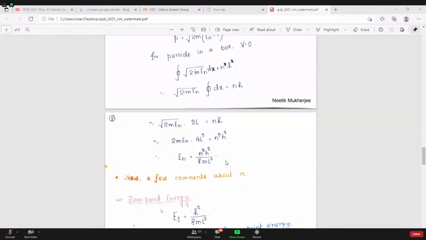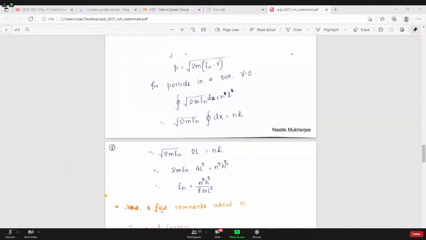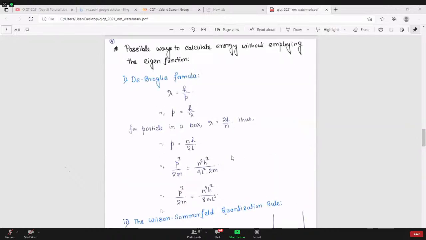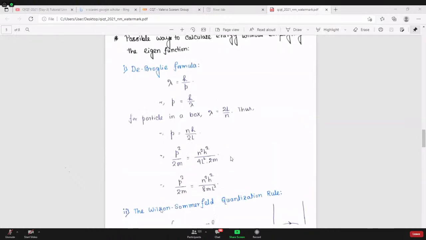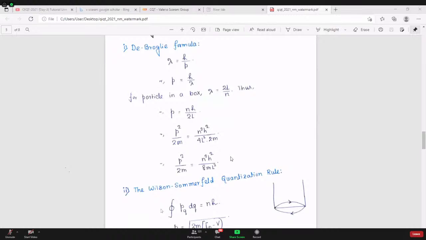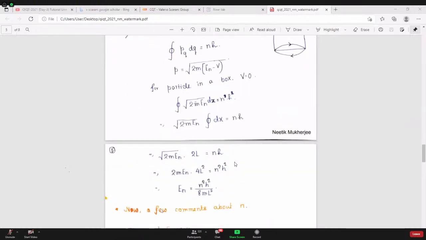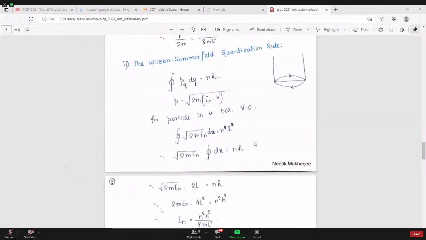So these are the two ways by which, without knowing the wave function, we can calculate the energies of a particle in a box. Now again, you can ask if you have any queries, please.